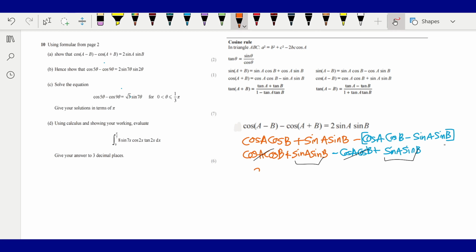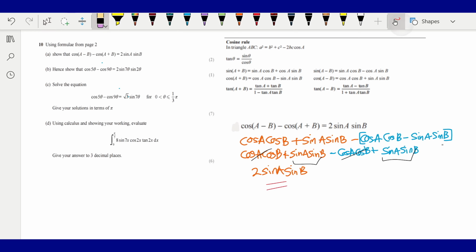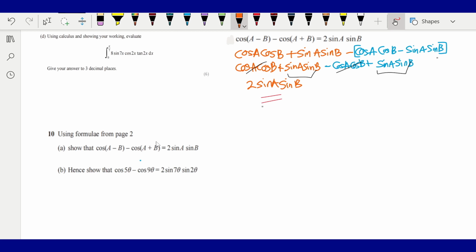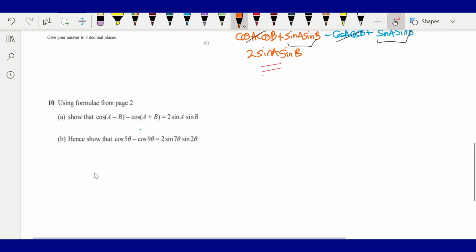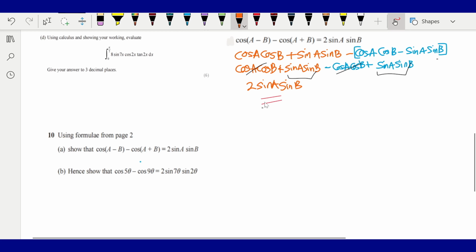So guys, question A is done. It is already shown. Now we see question B. Hence show that cos 5 theta minus cos 9 theta equals 2 sin 7 theta sin 2 theta. So now we start doing question B. This is the answer for question A.